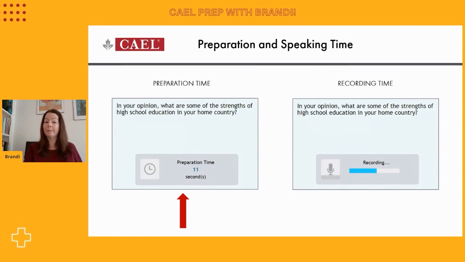Start thinking about how you'll organize your response. So maybe number them on the page so you know which ones you'll talk about first, second, and third, for example. And think about your opening. How are you going to introduce this topic?